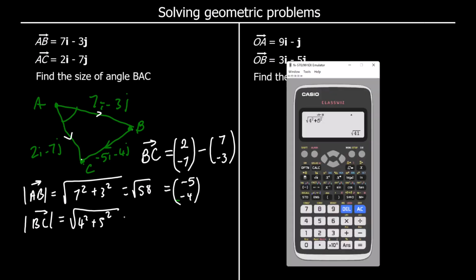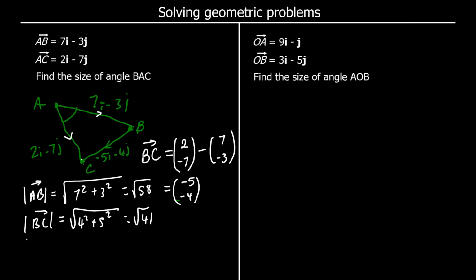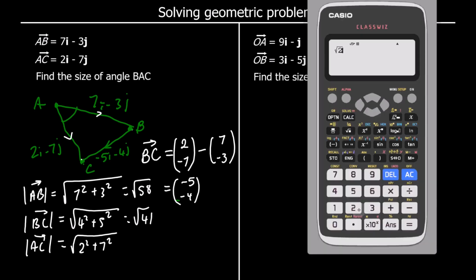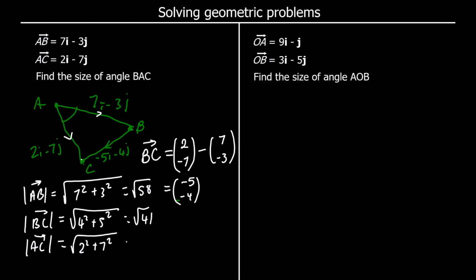Square root 41. And the magnitude of AC is the square root of 2 squared plus 7 squared, which is root 53. So now we can just put it into the cosine rule.